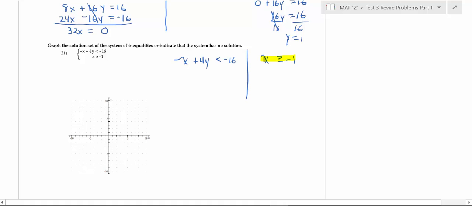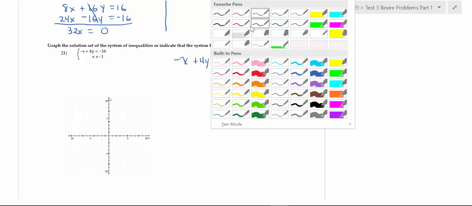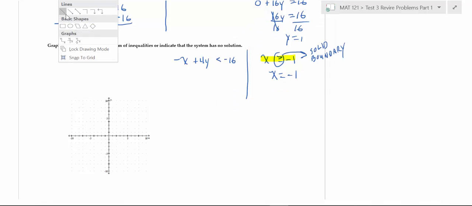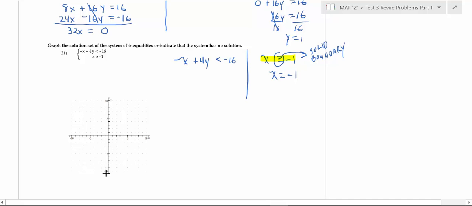If we just do this line, we can graph x equals negative 1. We know that's vertical, and it goes through x equals negative 1. And since there's a greater than or equal to, that's going to be a solid boundary line. I'll pick a color and graph this one in blue. I'm just going to graph a vertical line through x equals negative 1. Okay, so we got that.